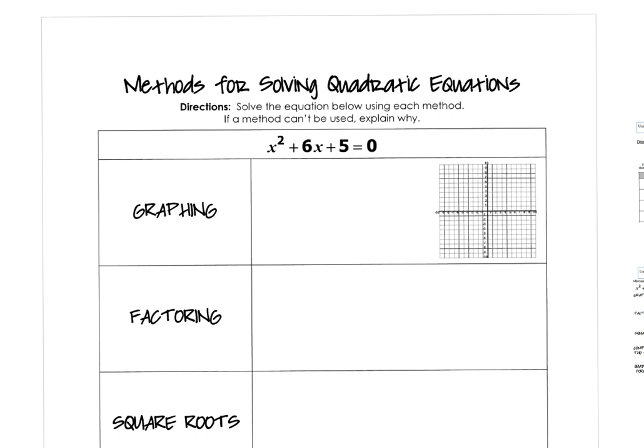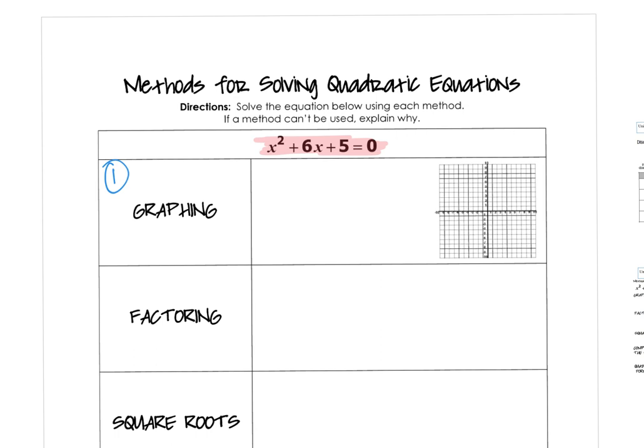Okay, but let's start off with reviewing all the different types of methods that we have learned so far for solving quadratic equations. Now, up here at the top, we have the equation x squared plus 6x plus 5 equals 0. And we are going to solve this equation right here that I've highlighted in red. We're going to solve it 5 different ways, okay, because that's how many methods that we have learned so far. So if you remember, the very first method that we learned when doing quadratics was by graphing.